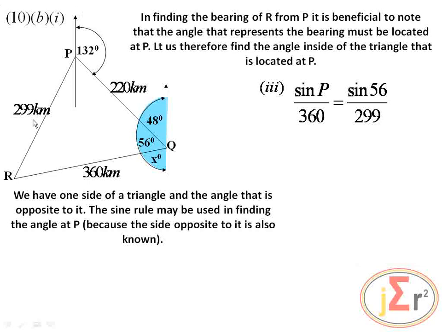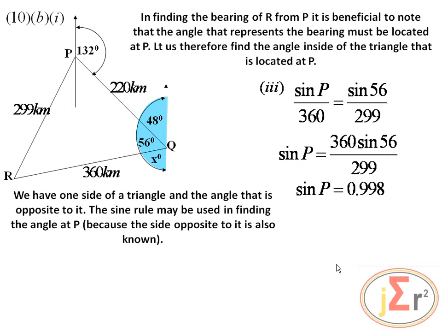So we have this side and this angle are known and are opposite to each other. Then, in order to determine P by using the sine rule, we have to have one unknown. Therefore, the side that is opposite to the angle P also has to be known. Right, after that is established, we have only one unknown and we may go straight ahead to solve the equation. So sine of P is equal to 360 sine 56 over 299. Put that into your calculator. You get your answer in an instant.